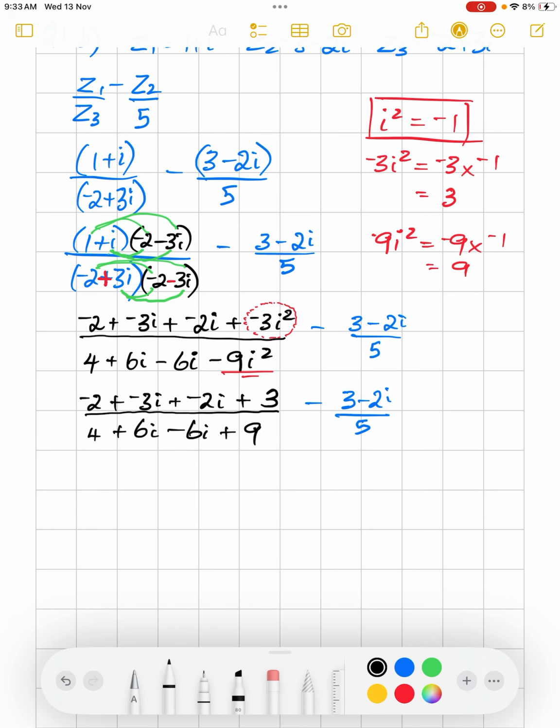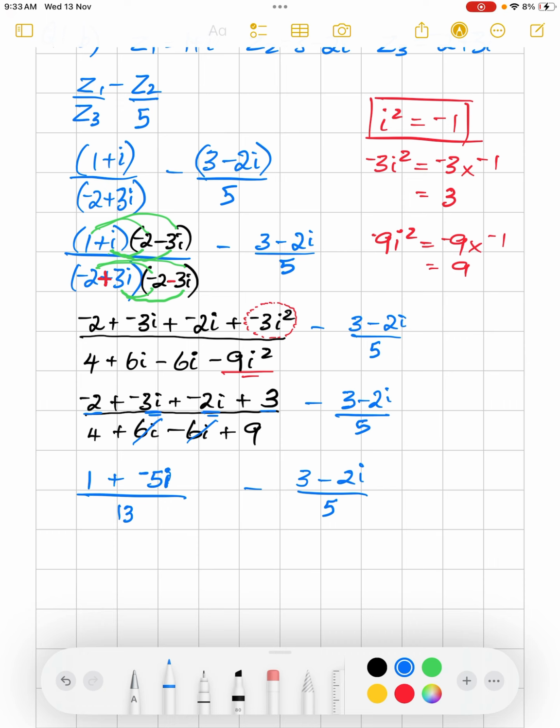Now let's take the real components. We've got negative 2 and 3, so that makes 1. And we've got imaginary components, negative 3i and negative 2i, so that's negative 5i. And in the denominator, 6i and negative 6i cancel. That will happen when you multiply by conjugates. And we've got 4 plus 9, and that makes 13. Now notice what we've got is two fractions, no complex numbers.